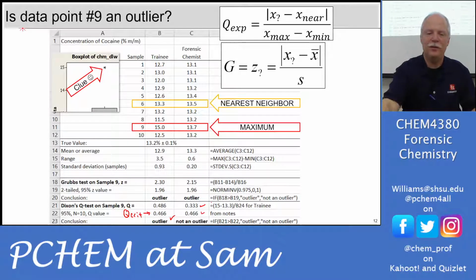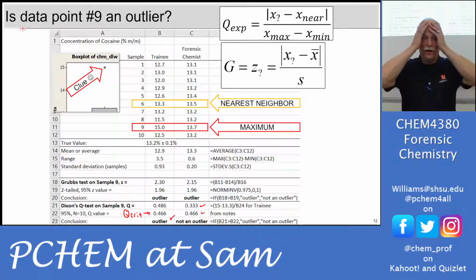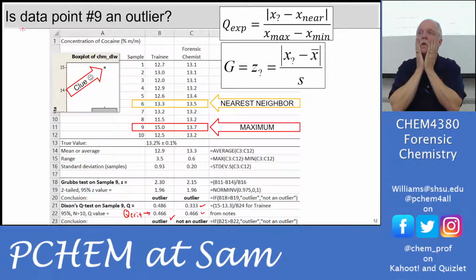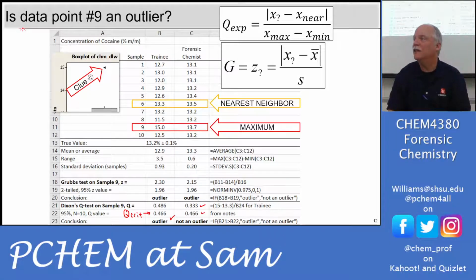So what do we do with this? Why do we get two different answers? I've got a problem now. It's frustrating, isn't it? You get two. Is it an outlier or not?